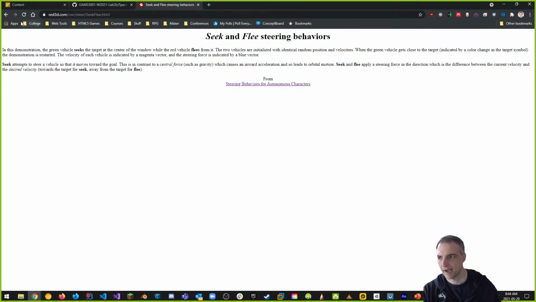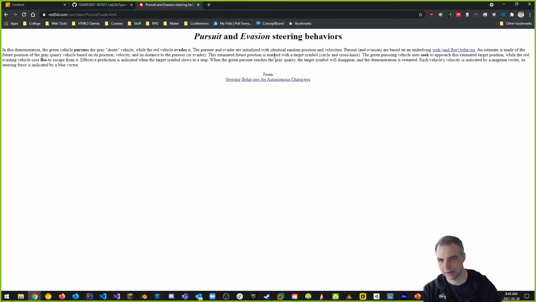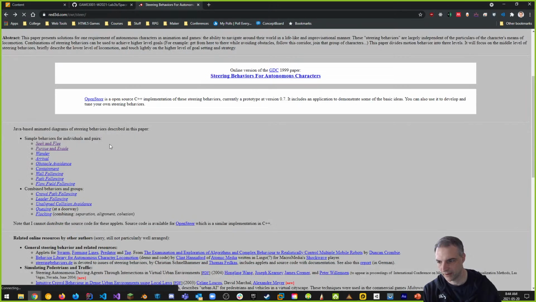Maybe not. And again, sometimes this happens with everything. But at the end of the day, what this does, there's different steering behaviors. So there's seek and flee, pursue and evade. Unfortunately, it doesn't really show the images here as I would like. Wander, arrival, obstacle avoidance, containment, wall following, and a bunch of other stuff we're going to be talking about.